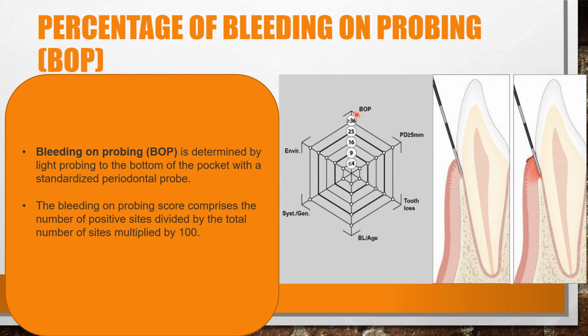It is determined by light probing to the bottom of the pocket with a standardized periodontal probe. The score comprises the number of bleeding sites divided by the total number of sites, multiplied by 100. So this is how we get the bleeding on probing. Up to 9 it is low, up to 25 it is moderate, and above that it is high risk.